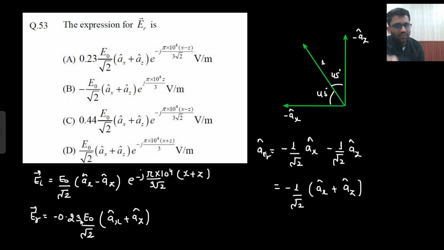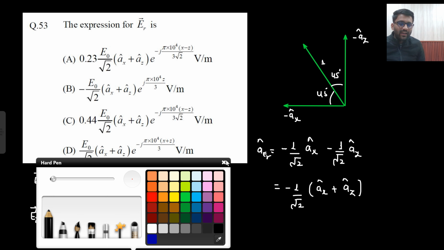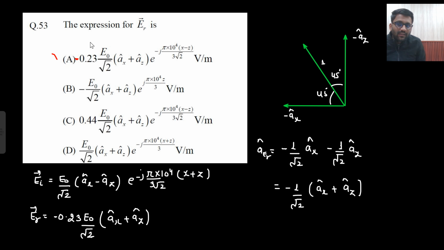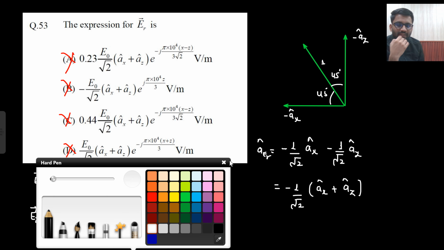So here the magnitude is 0.23 E naught, but the direction is AX cap plus AZ cap divided by under root 2 and then a minus sign, which is not available in any of the options. If I had made this thing, then this option would be correct. So here the actual thing is, no answer is correct. So that was my point here. That's why I made this video.